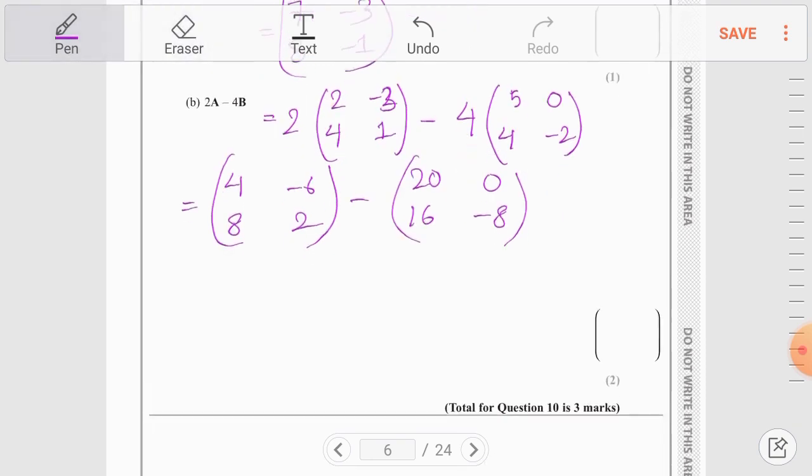So now you need to subtract the numbers. That is 4 minus 12 is minus 16, minus 6 minus 0 is minus 6, minus 8 minus 16 is minus 8, 2 minus minus 8 is positive 10. So this is the value for 2A minus 4B. I hope it was clear. Moving to the next question.